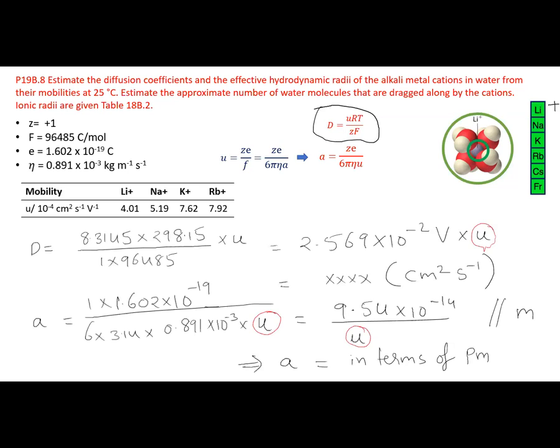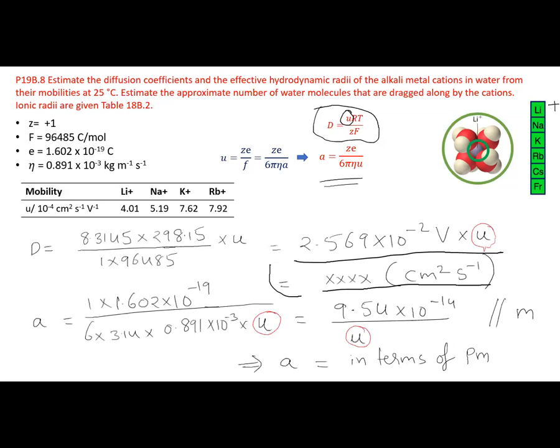So the gas constant is 8.31145. T is the temperature. I'm going to leave the mu as such so that we can put different mu's here to calculate the diffusion coefficients for different ions. So this is the equation that you get. You can replace u with different mobilities, and the final answer you should get in terms of centimeter square per second. Similarly, for the hydrodynamic radius, we get this.